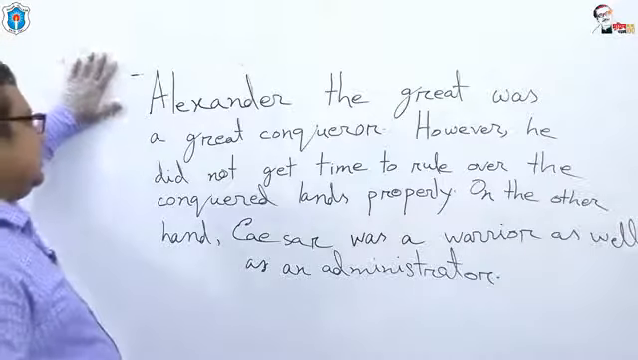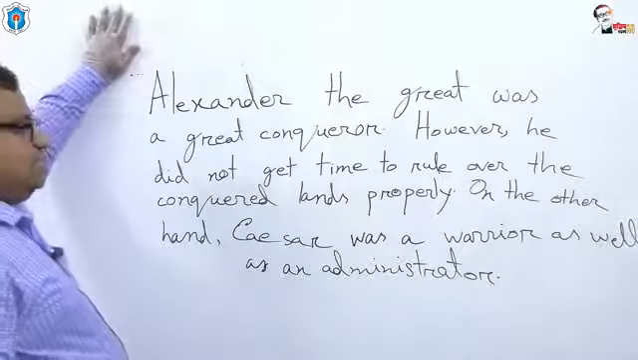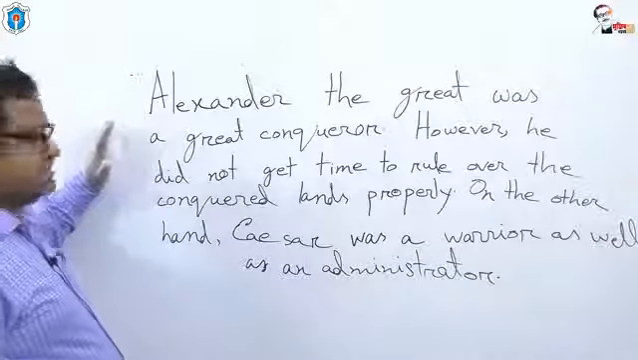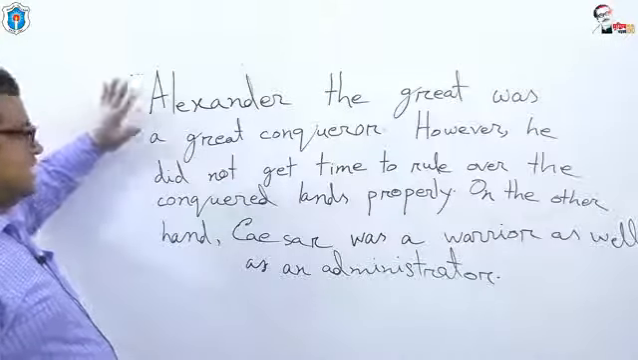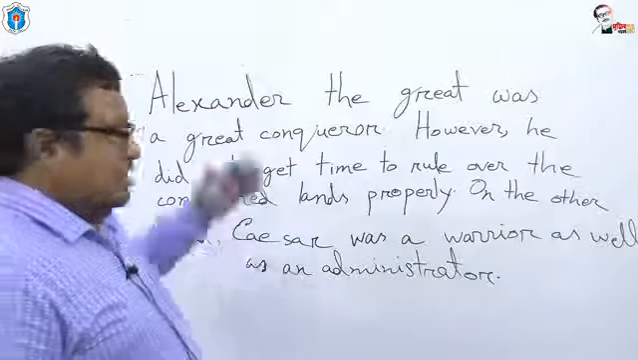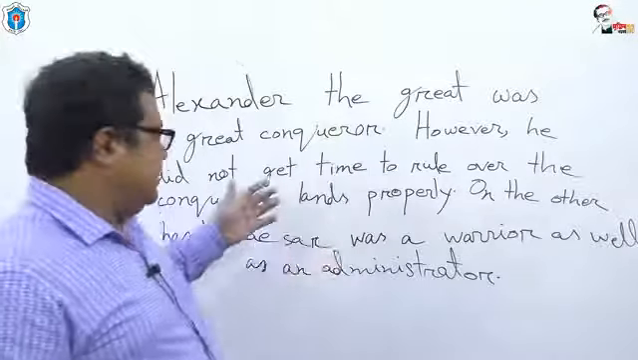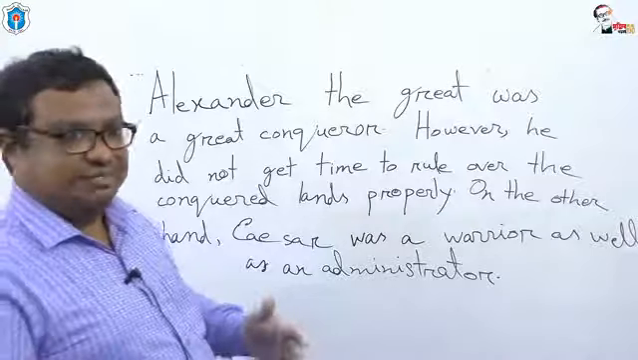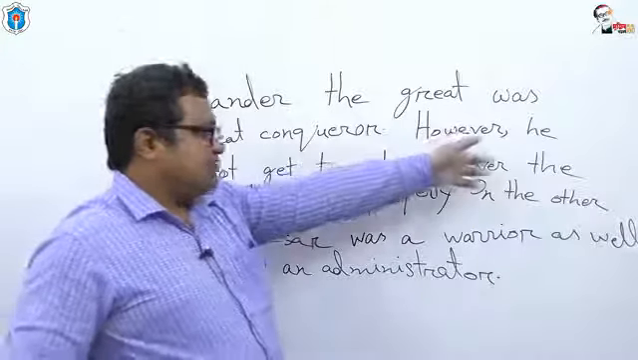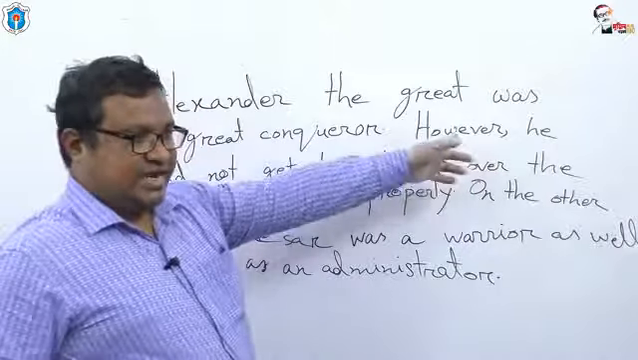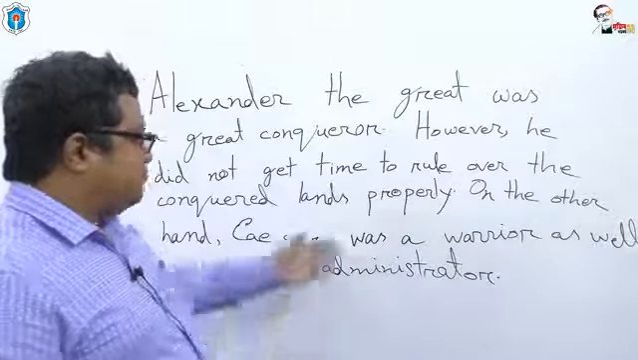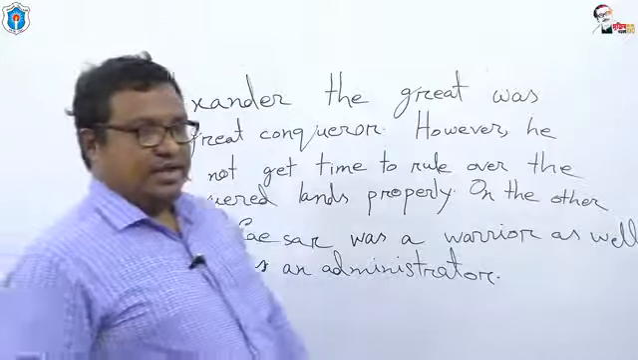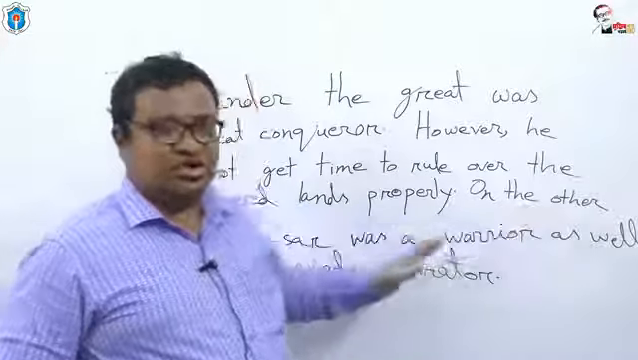So here we see that we are making a contrast between Alexander the Great and Julius Caesar, two warriors in European history. I am saying that Alexander the Great was a great conqueror. Okay, fine. But I have to make a contrast between his conquering ability and his administrative capacity. So at first I am using the word however, and then I have to make another contrast between Alexander the Great and Julius Caesar. Then I am using on the other hand.